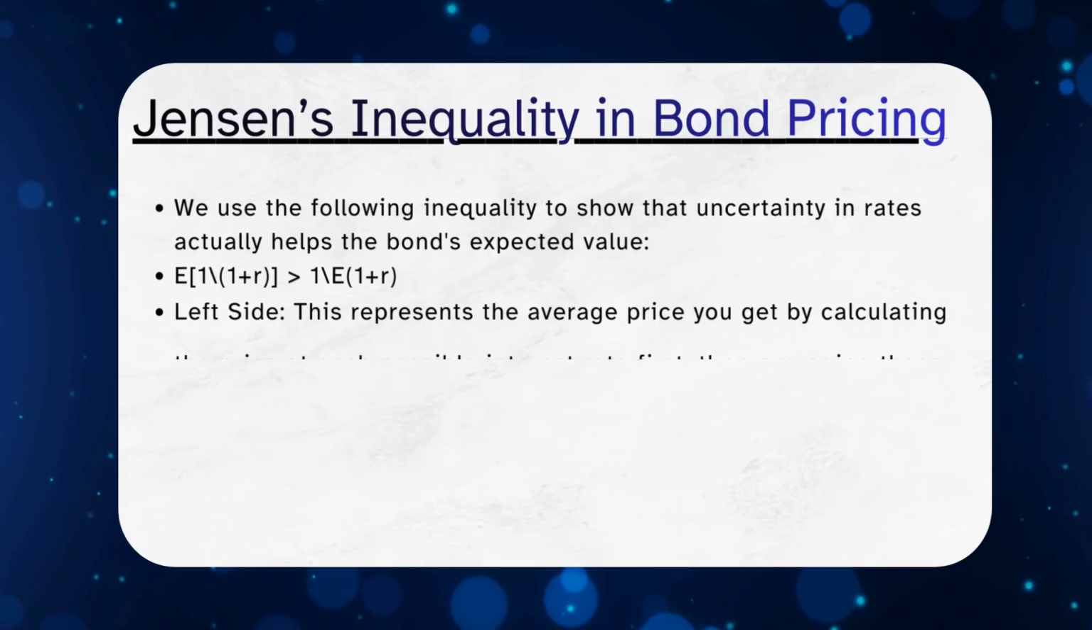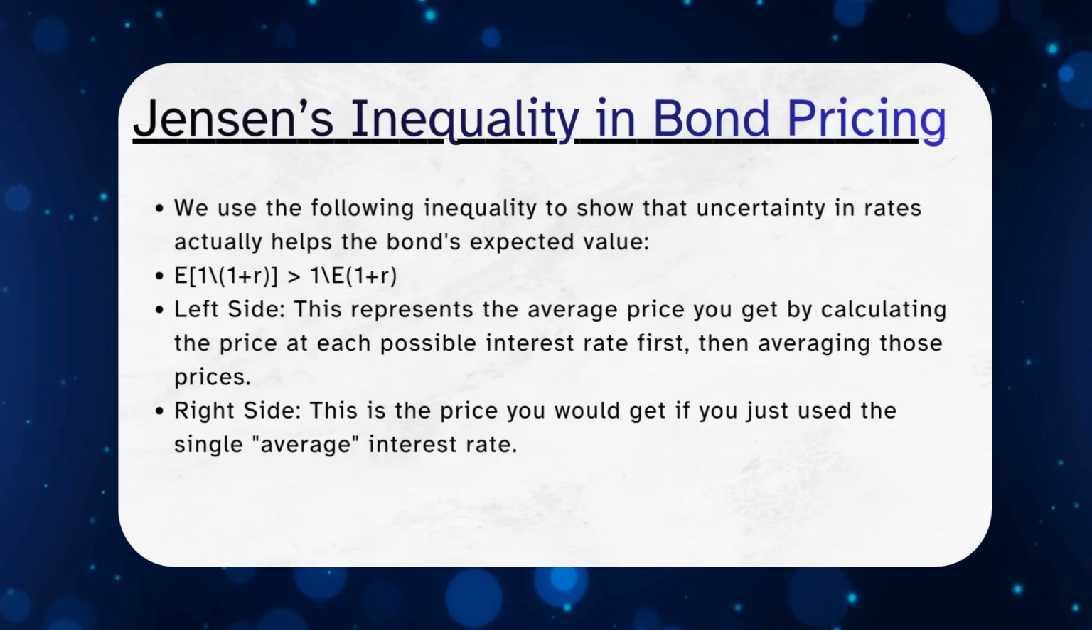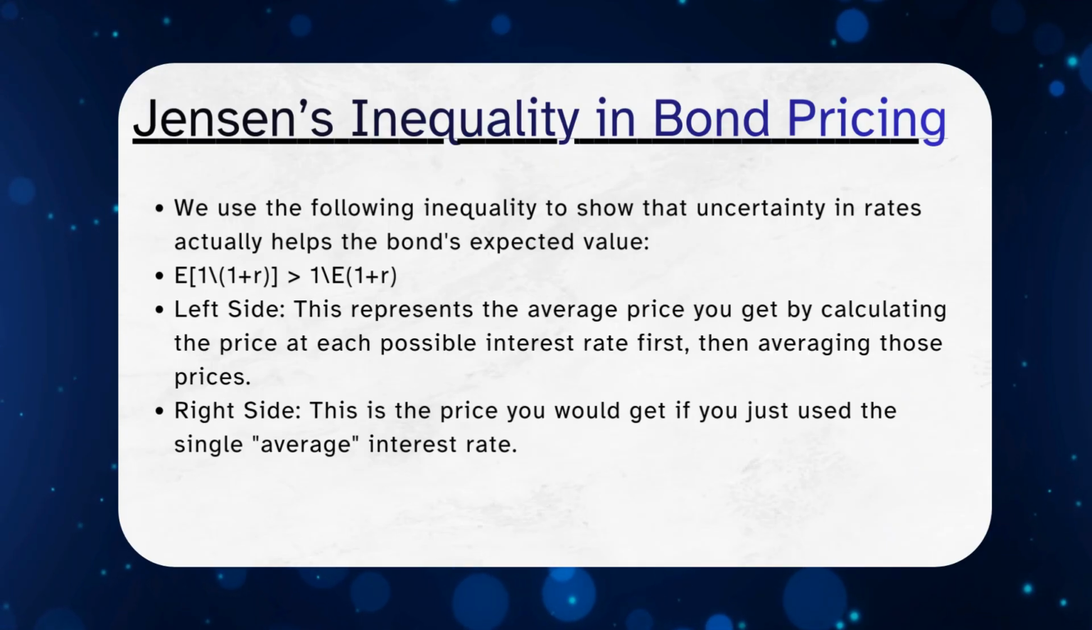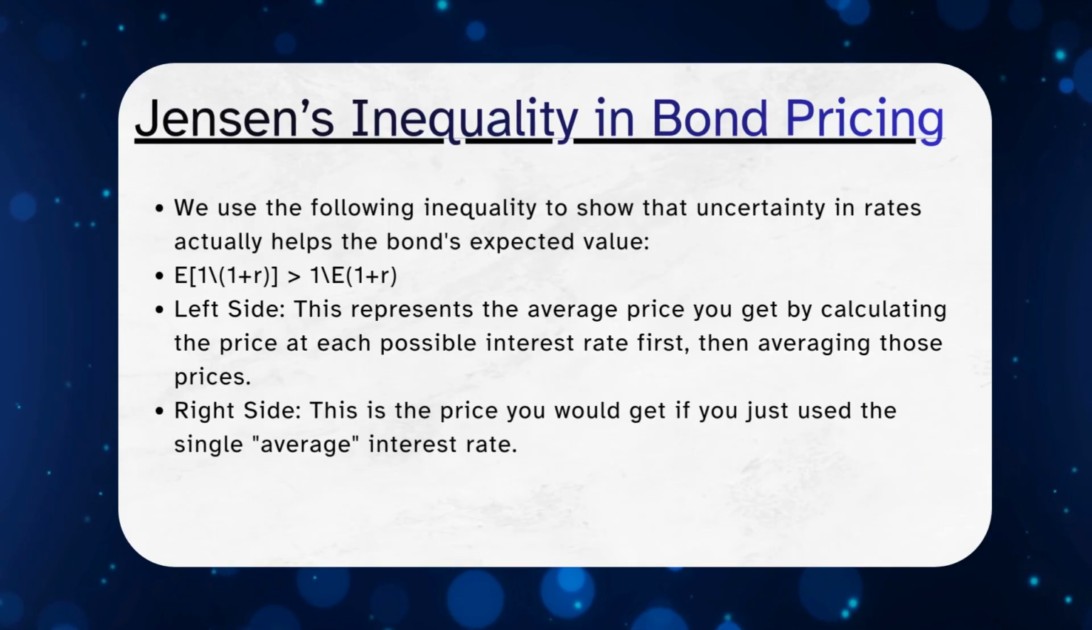To understand why this happens, we look at Jensen's inequality. In bond pricing, the formula is 1 divided by 1 plus the rate. Because this is a convex function, the math proves that the average of the prices is always greater than the price of the average rate.